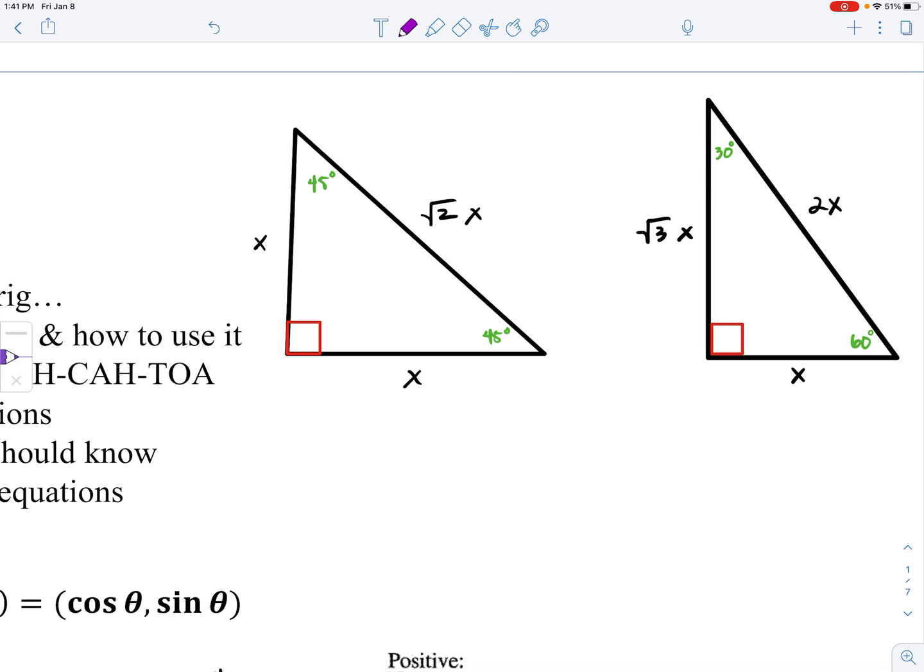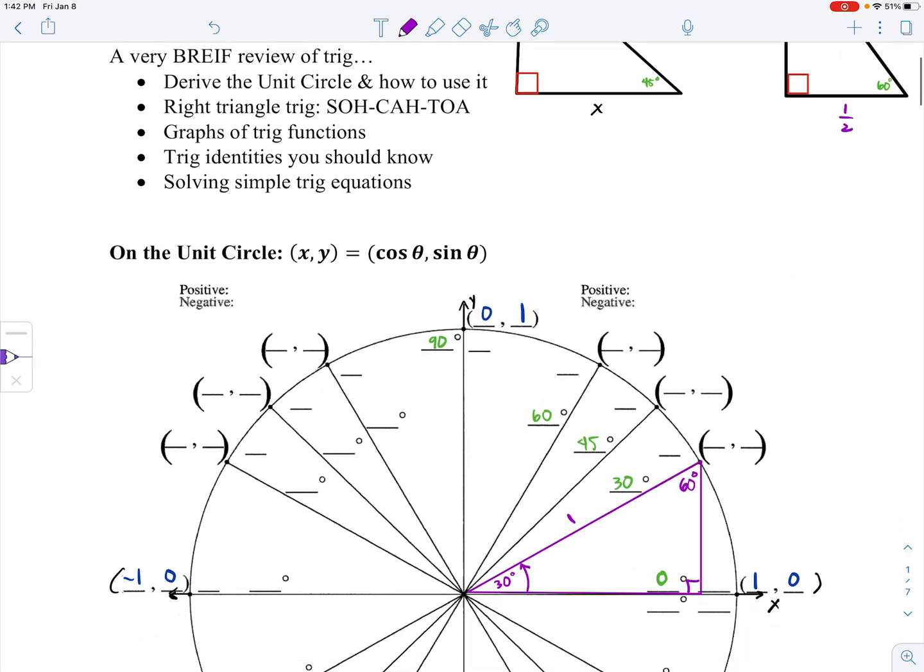So if we go up to our 30, 60, 90 triangle, we want to think about what we could make x that would make the hypotenuse of that triangle equal to 1. Well, if we make x equal to 1/2, that would make the hypotenuse of that right triangle equal to 1. So this side is 1, this side would be √3/2, and this side would be 1/2.